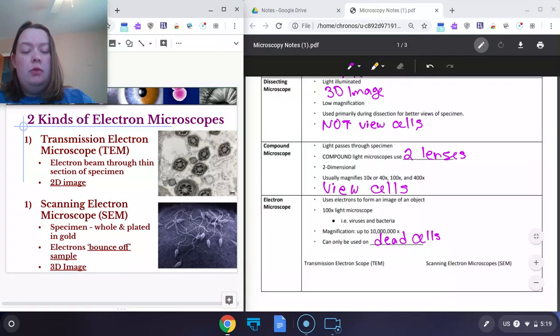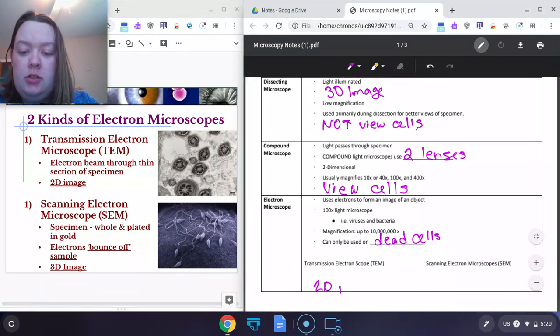Now, we mentioned 2 different types of electron microscopes. We mentioned the transmission electron microscope. These are going to beam electrons through thin specimens, and these are going to create 2D images. So they're 2D images, and they can only be used on thin specimens.